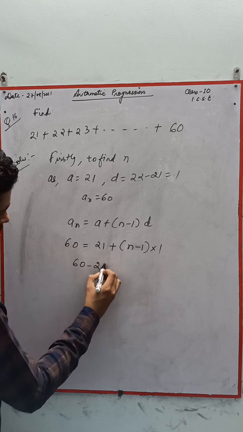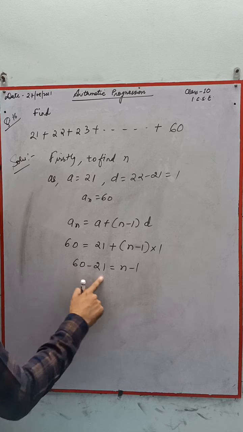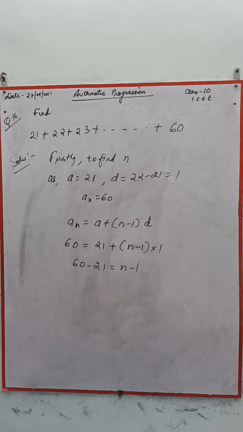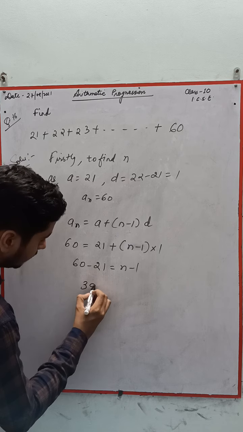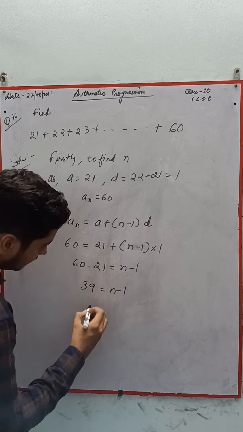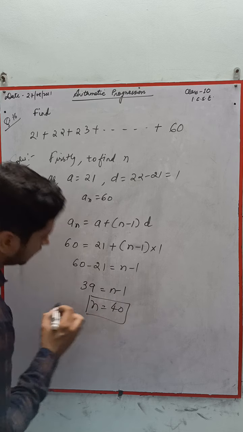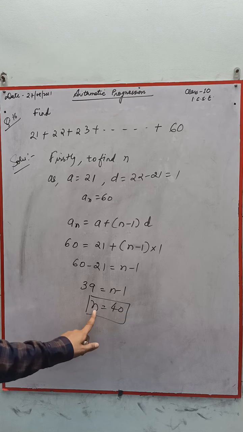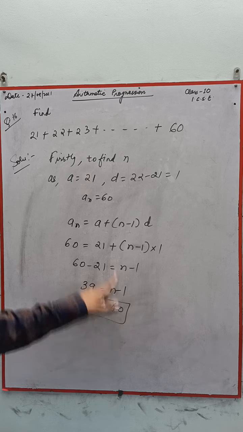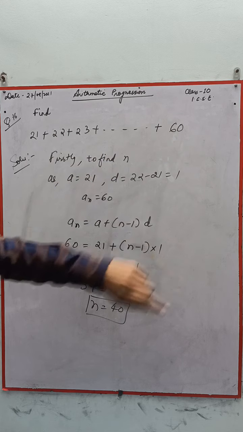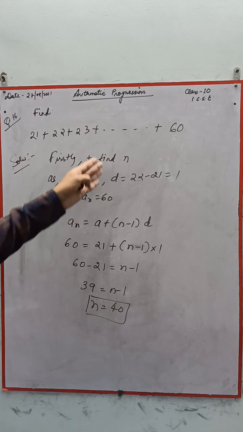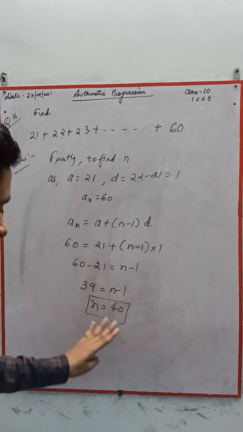So 60 minus 21 is equal to n minus 1. 60 minus 21, you will get 39. Okay, transposing 1 here, so it will be 40. So we have n is equal to 40, which we could have easily detected, but if you don't know how to find the n, then this is the proper criteria of finding n.